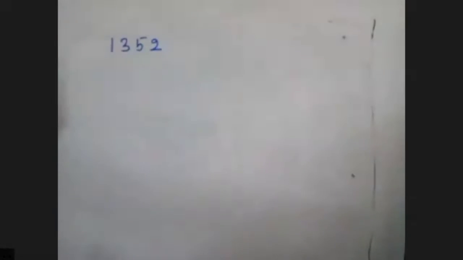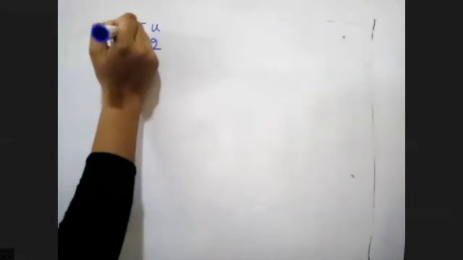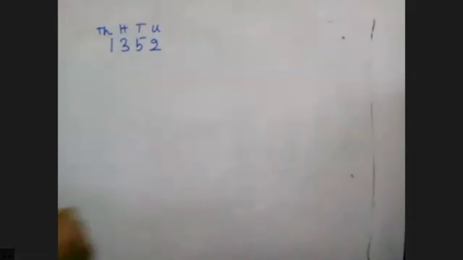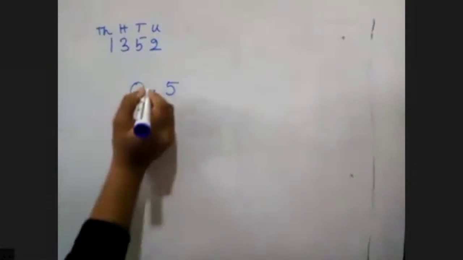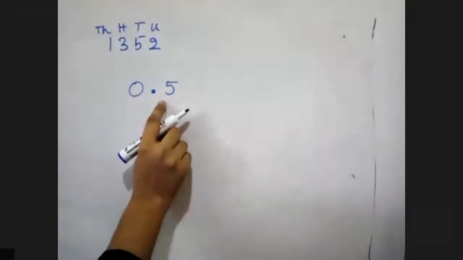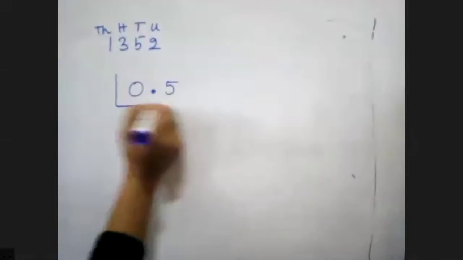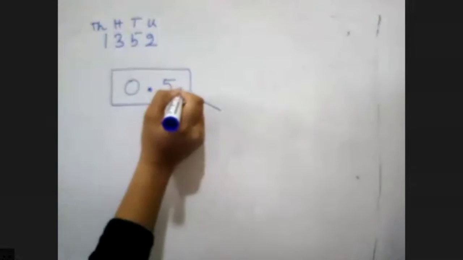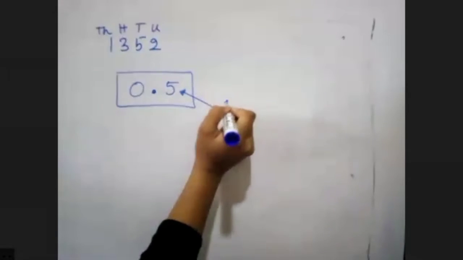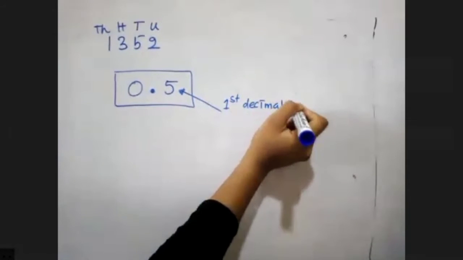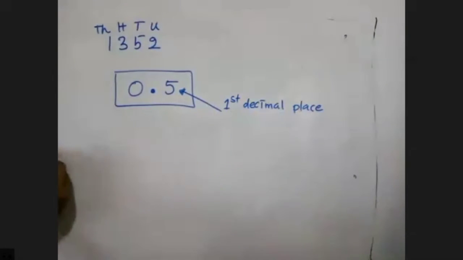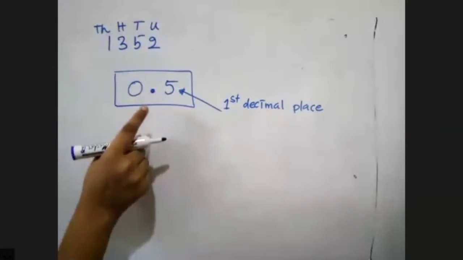Now, in whole numbers, you have place values. If I take a number 1352, you know that this is the units place, tens place, hundreds place, and thousands place. But in decimals, if I take 0.5, only one decimal place is there. So I can now write down this one. This number 5 is called the first decimal place. So after the decimal point, the first number is having the first decimal place. And the value of that one is the digit in the first decimal place.